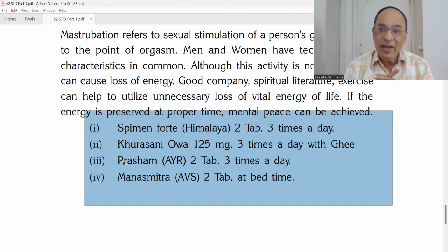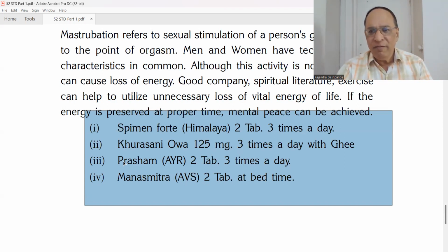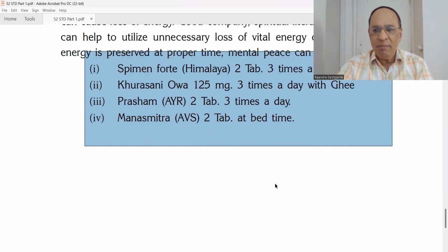To give a very quiet, calm, and Sattva Guna Pradhana mind, you must take this Prashama liquid or even tablet, 2 tablets 3 times in a day. Manasamitra from Aryavaidya Shala Kottakal, 2 tablets at bedtime, is beneficial.